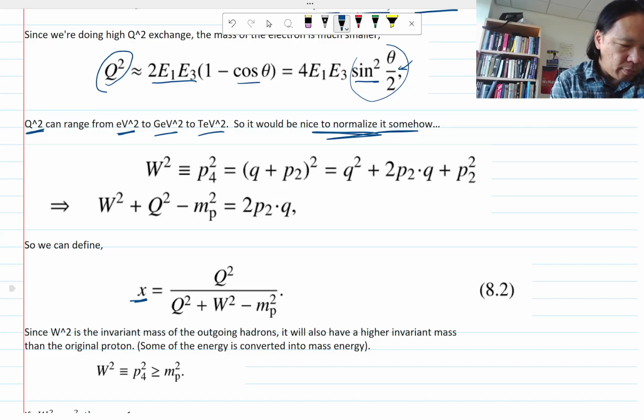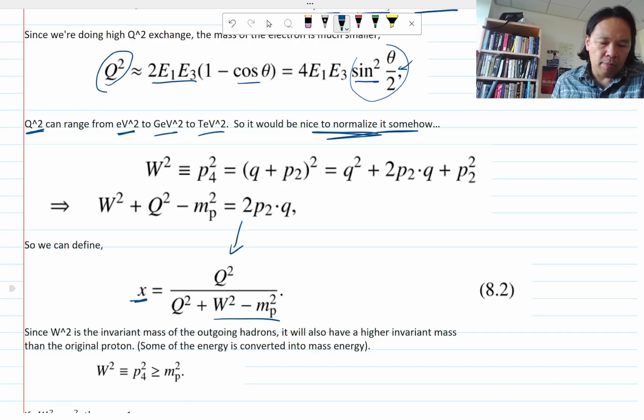Okay, and what this x tells you is what fraction of the momentum is carried by the up quark, what fraction of the momentum is carried by the down quark, what fraction of the momentum is actually carried by the gluons. The gluons also carry momentum because it's part of the proton. Okay, right? And with a little bit of algebra, you're going to see that we can define this x as Q squared over Q squared plus W squared minus the mass of the proton squared in the proton case.